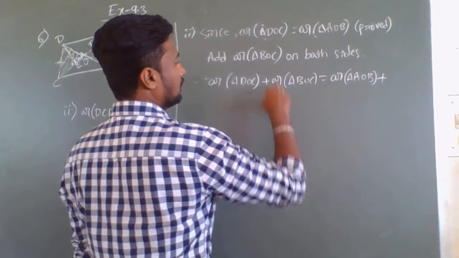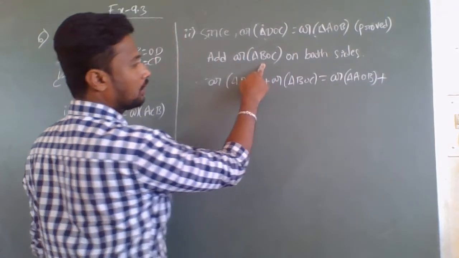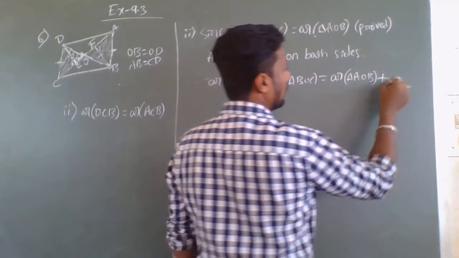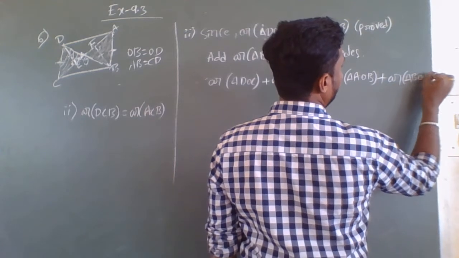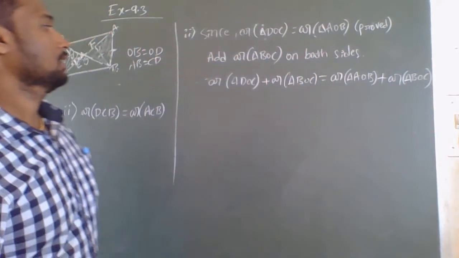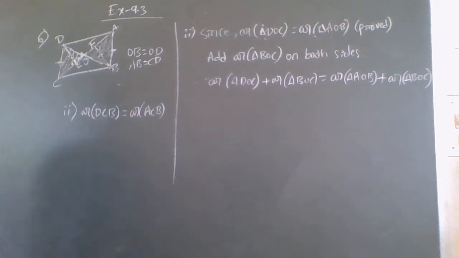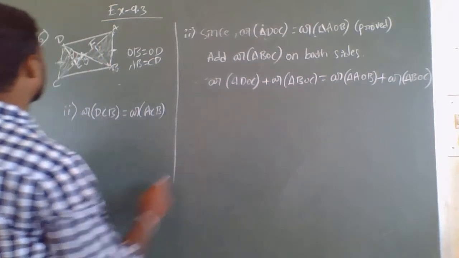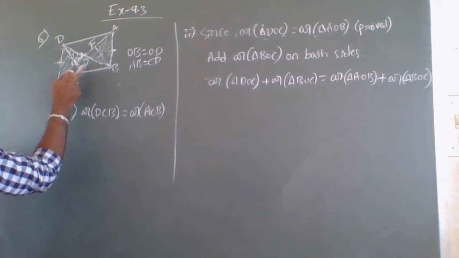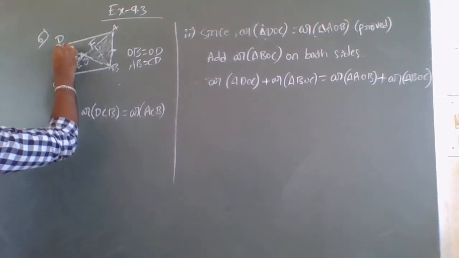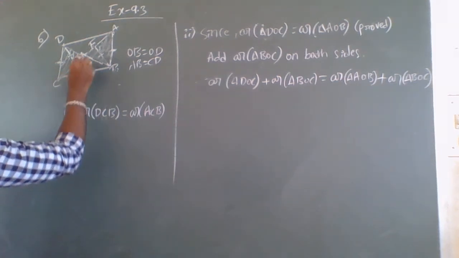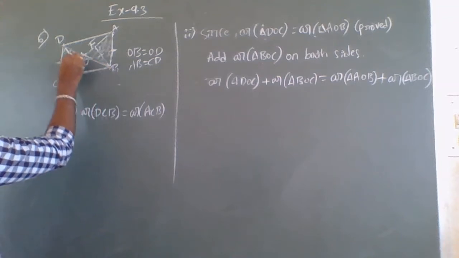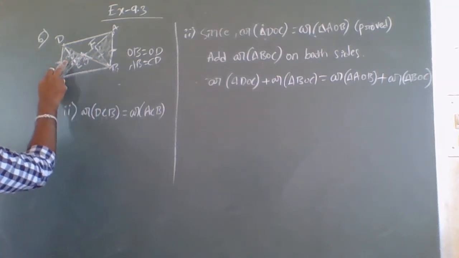plus, here what we are adding? BOC, area of triangle BOC. So now when you add DOC and BOC, what will you get? DOC means this triangle plus BOC means this triangle.